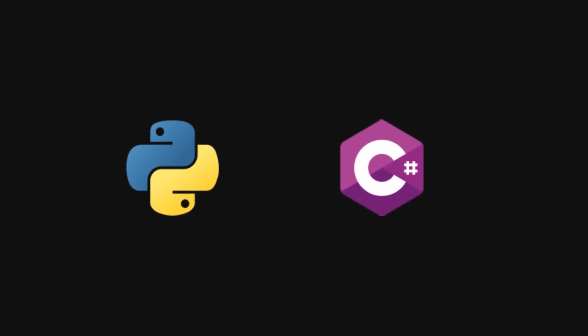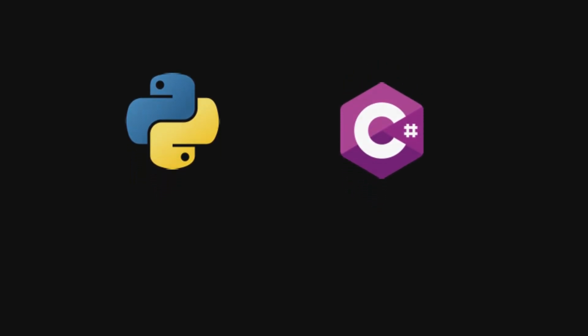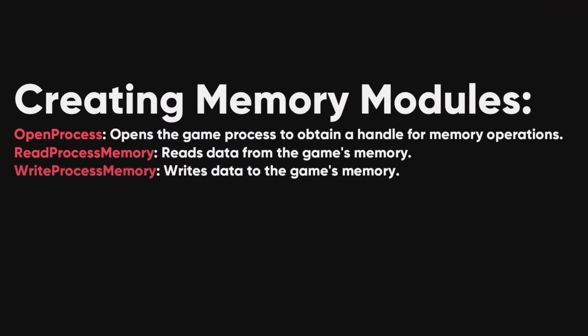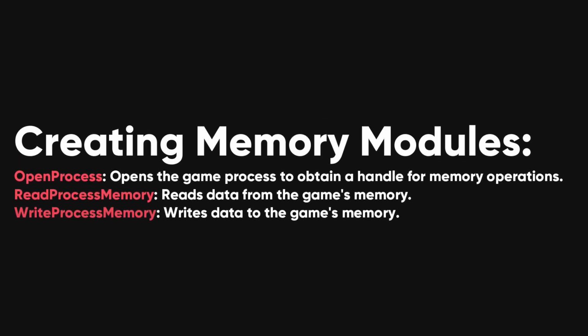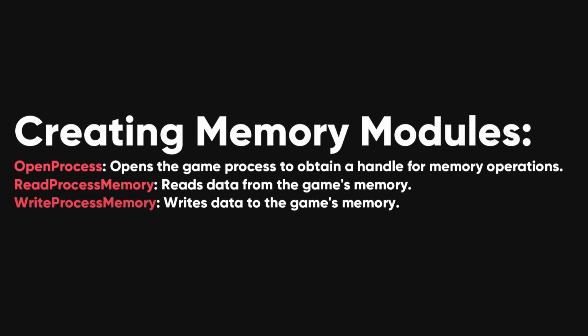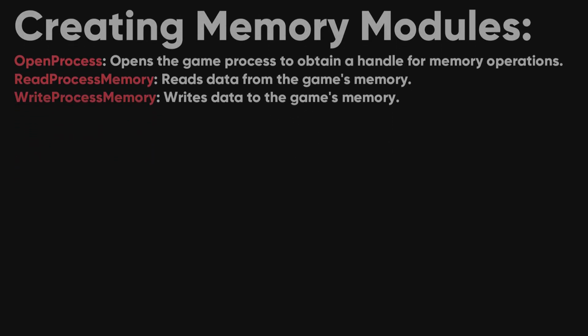Writing the cheat code involves several steps, each with its own challenges. Choosing a programming language is crucial, with most cheats written in C or C++ due to their low-level memory manipulation capabilities and performance. Other languages like Python or C# may be used for specific tasks or tools. Creating memory modules involves handling reading from and writing to the game's memory using functions like OpenProcess, ReadProcessMemory, and WriteProcessMemory.